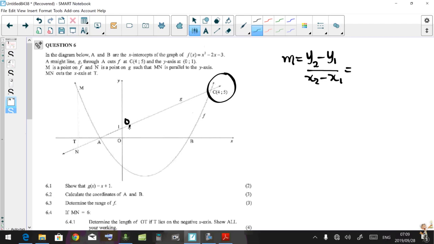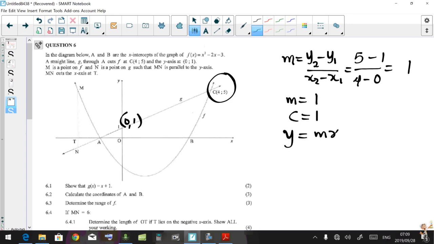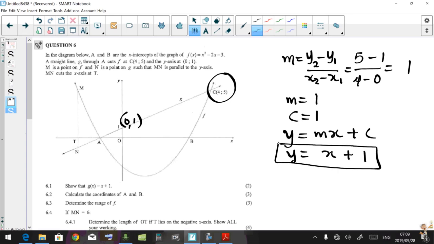this point 0 and 1, so we need just 2 points. So we can say 5, which is my Y2, minus 1 over 4 minus 0, and that will give us 1. So my gradient is equal to 1. My C, which is the y-intercept, is also 1. So y equals to what? Mx plus C. Y equals x plus 1. Done. That's what they want us to show.